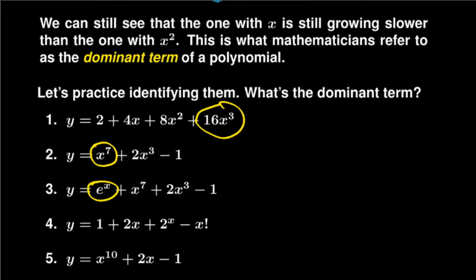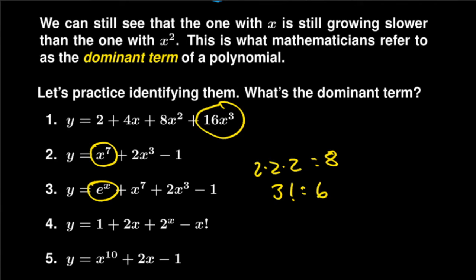Okay, so let's look at some of the other things we have. So y equals 1 plus 2x plus 2 to the x minus x factorial. Now we have an exponential and we have a factorial there. So the question is, which one is greater? If we look at, let's just say, for instance, 2 times 2 times 2, that's 2 to the 3rd power, 2 cubed. That's 8. And 3 factorial, that's 6.